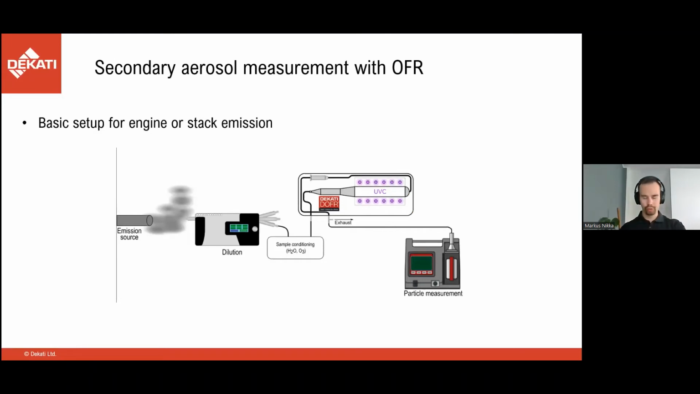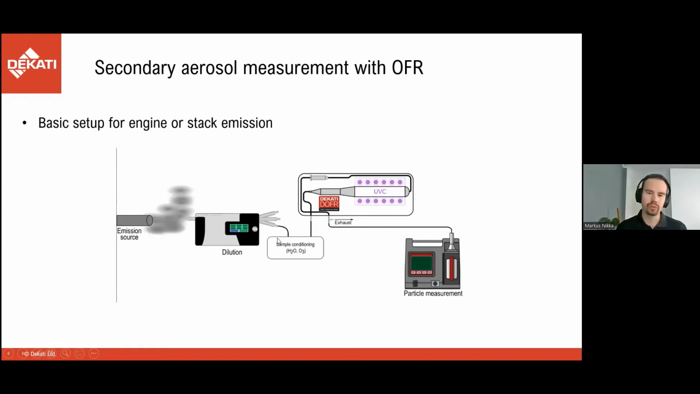So how would you use the reactor in actual measurements? Here's an example setup, for example, for engine or stack emissions. In the picture, we have a tailpipe here. Then we have a dilution system, for example, the E-diluter or E-diluter Pro.